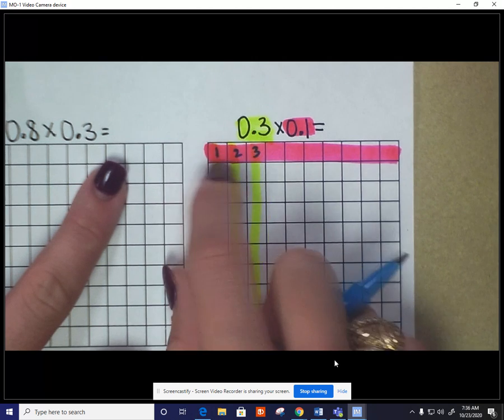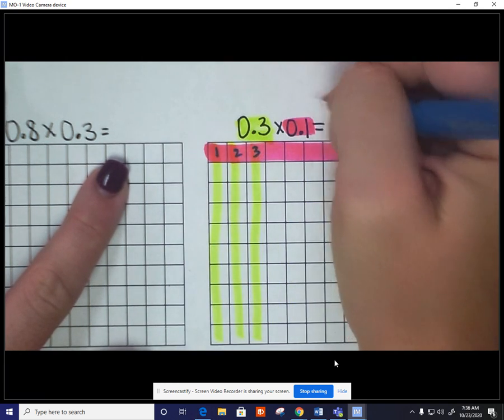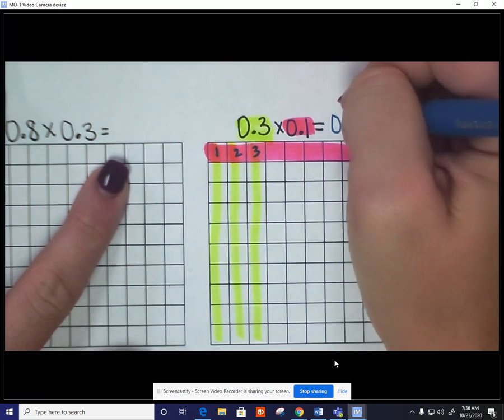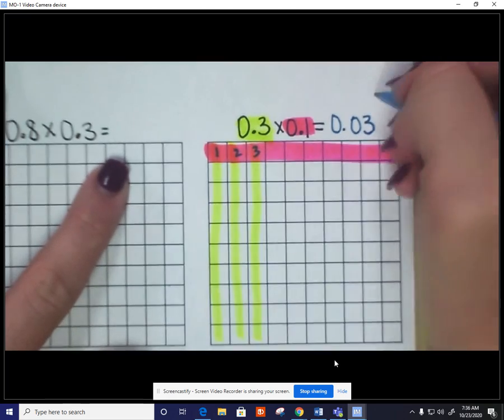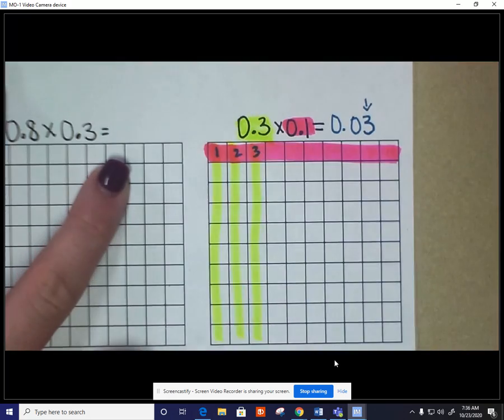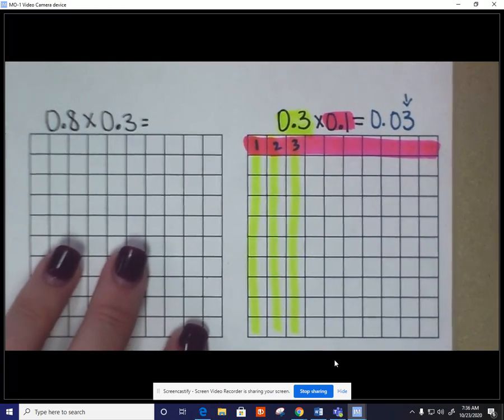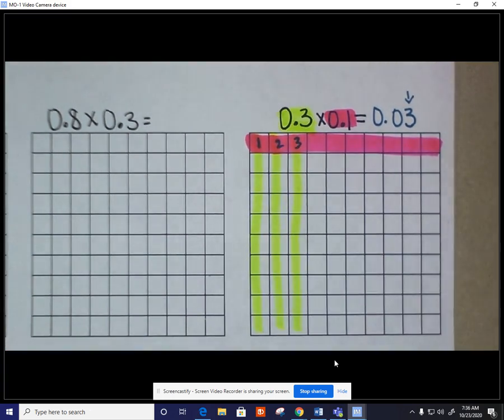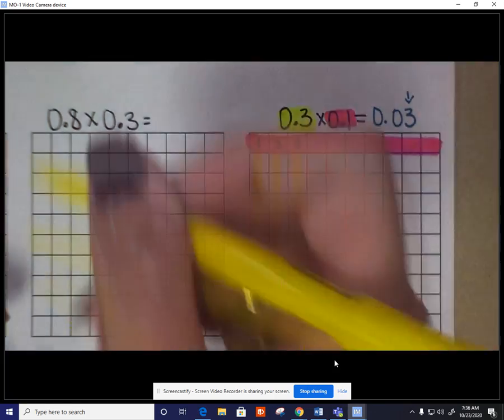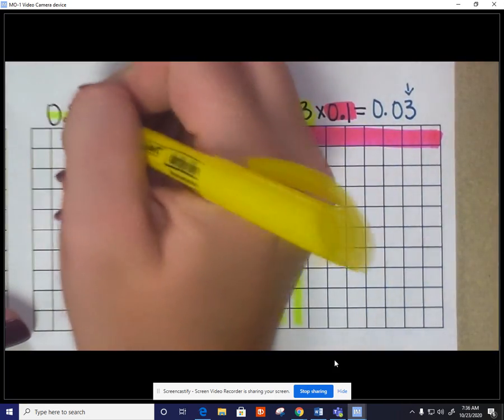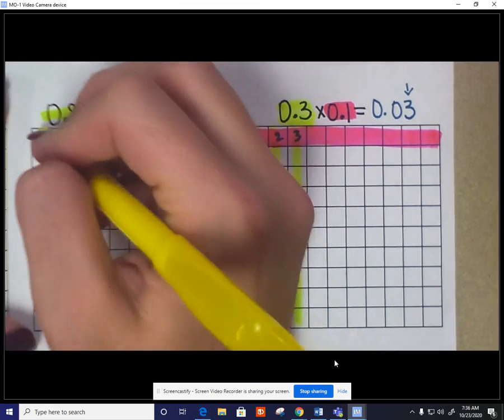If we remember how to write 3/100ths, it's 0.03, because this right here is my hundredths place. I'm going to do it again with 0.8 and 0.3. If I know 0.8, or 8/10ths, is 8 columns, I'll fill in 8 columns.